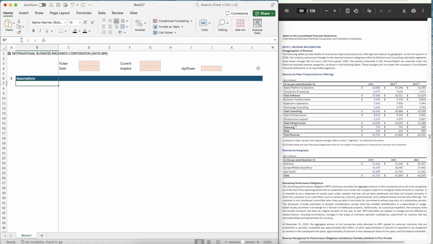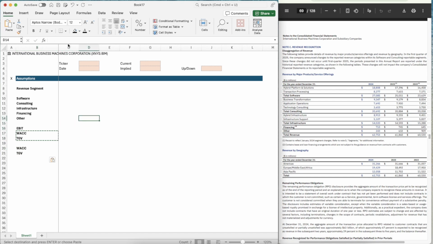This section is going to be called assumptions. And we start with revenue segment. And that is just going to be these 5: software, consulting, infrastructure, financing, and other. Bold them. Here we want EBIT. We're doing free cash flow to the firm, so we're trying to calculate the cash flows generated that are available to both the debt and equity holders. Then we want the WACC, the weighted average cost of capital, then the terminal growth value.